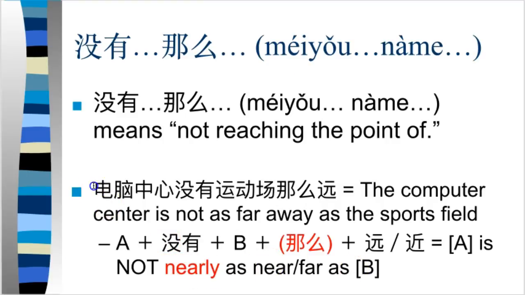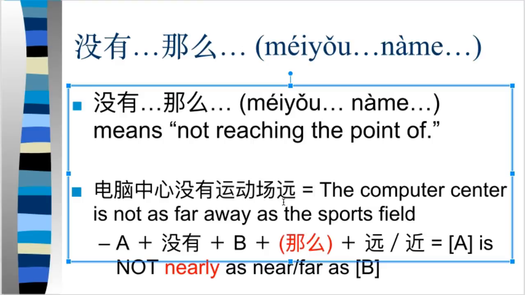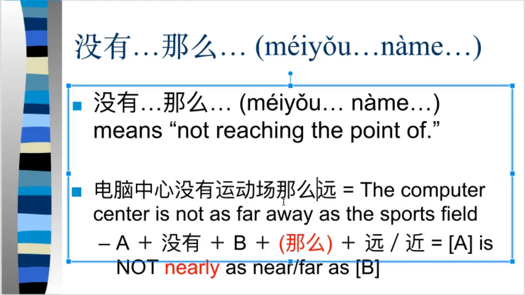Let's look at an example. 电脑中心没有运动场那么远. So the 那么 here you could remove, and the meaning would be essentially the same. 电脑中心没有运动场远. If you add the 那么, you're emphasizing that it's really not as far, right? So in this case, you're implying that the 运动场 is very close, right? Sorry, you're implying the 运动场 is very far away.